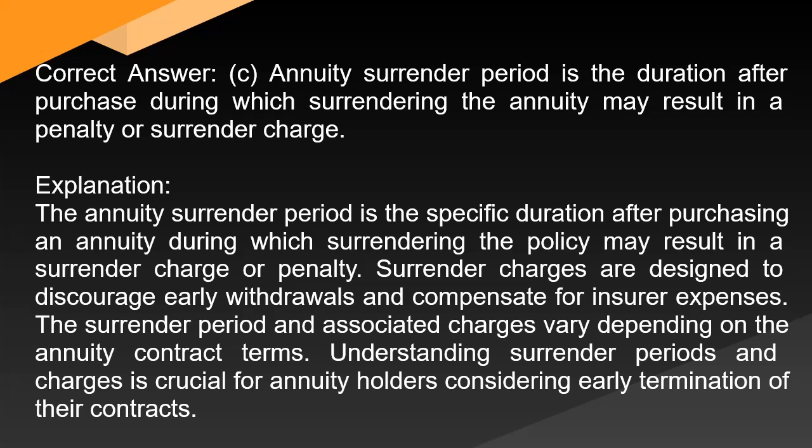Explanation. The annuity surrender period is the specific duration after purchasing an annuity during which surrendering the policy may result in a surrender charge or penalty. Surrender charges are designed to discourage early withdrawals and compensate for insurer expenses. The surrender period and associated charges vary depending on the annuity contract terms. Understanding surrender periods and charges is crucial for annuity holders considering early termination of their contracts.